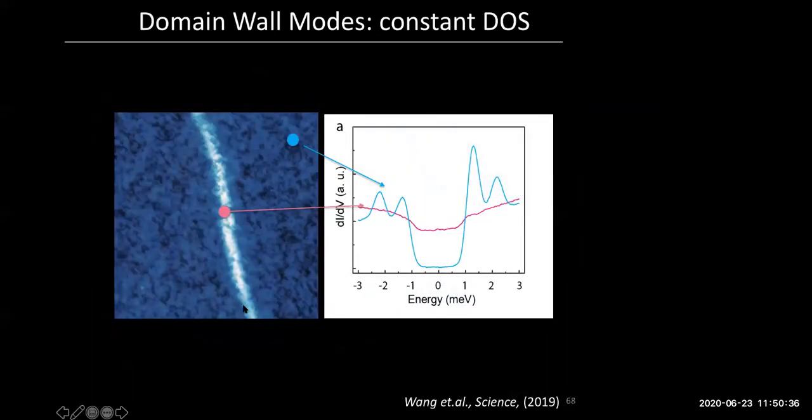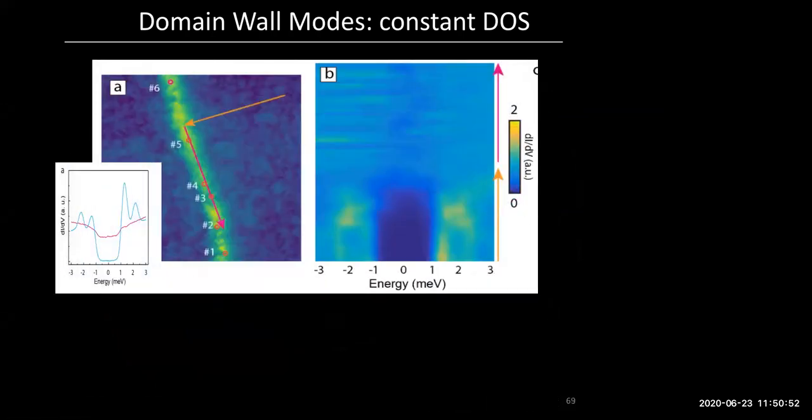But when we go to this particular domain wall, what we see is really interesting. This is far away, this blue spectrum. You see 0 density of states, this is 0. And right on the domain wall, you see a flat finite density of states inside the superconducting gap. So you can see this is true.